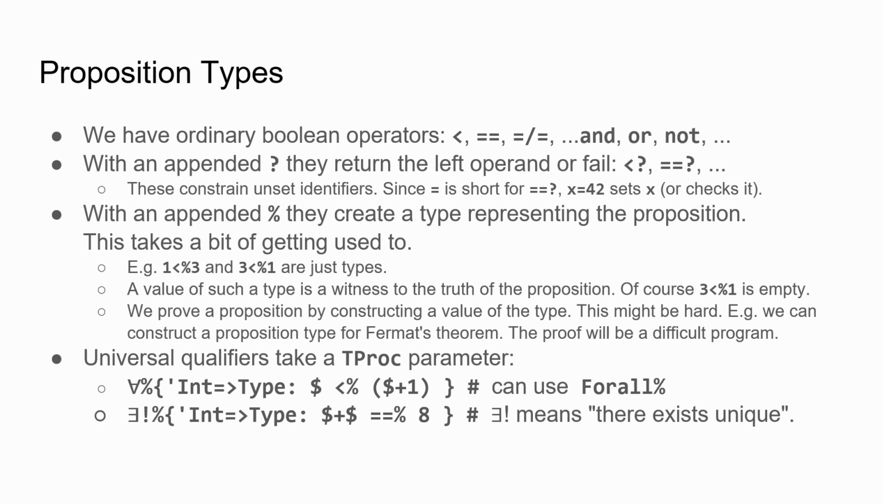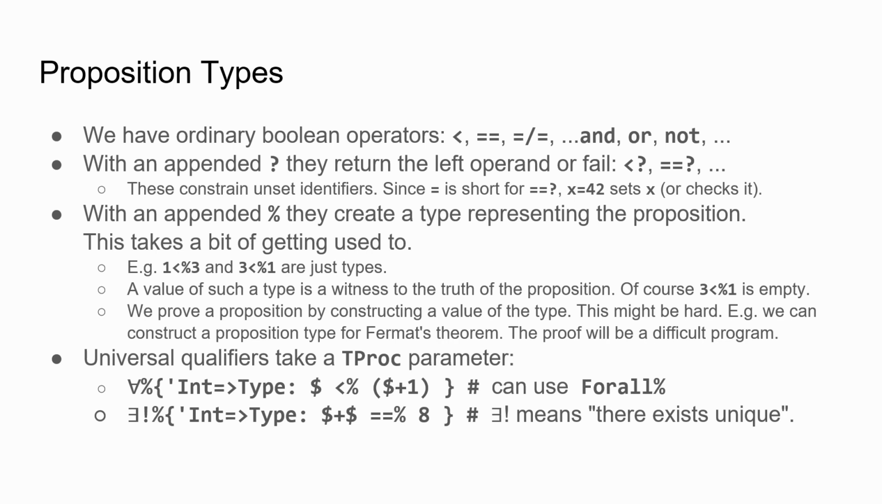So it says int goes to type. So for all integers, that integer is less than that integer plus 1. We could have written successor, of course. And similarly, there exists a unique integer such that that integer plus itself equals 8.